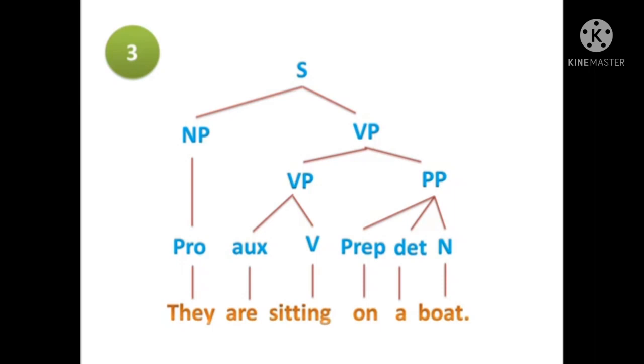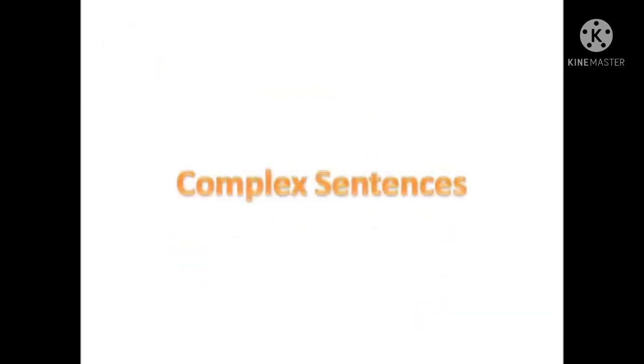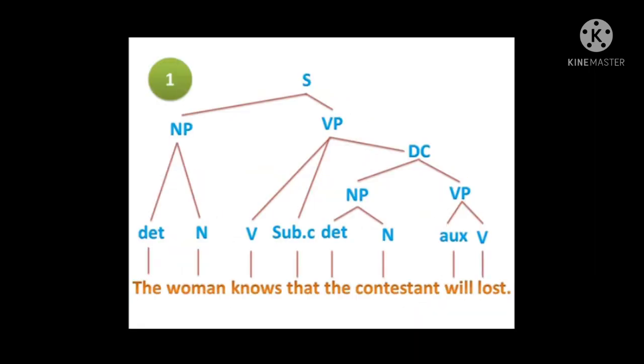Okay, now we continue to analyze the complex sentences. Before that, we need to remember that a complex sentence consists of an independent clause and a dependent clause. Okay, we continue to analyze the complex sentences. For the first: the man who has killed the girl was finally arrested.